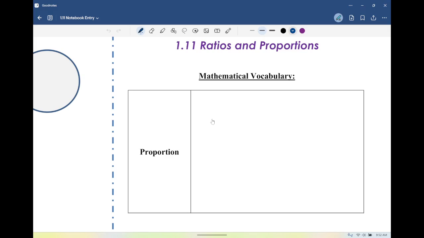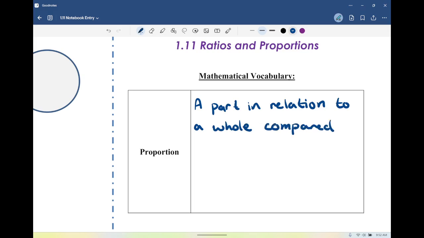Starting off, we just want to name what a proportion is. This is going to be really similar to a different definition that we already have in our notebooks. However, a proportion is a part in relation to a whole compared to another.